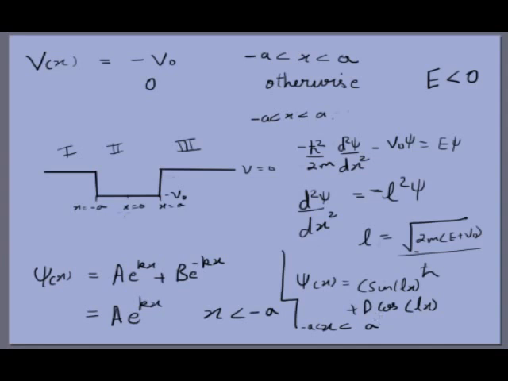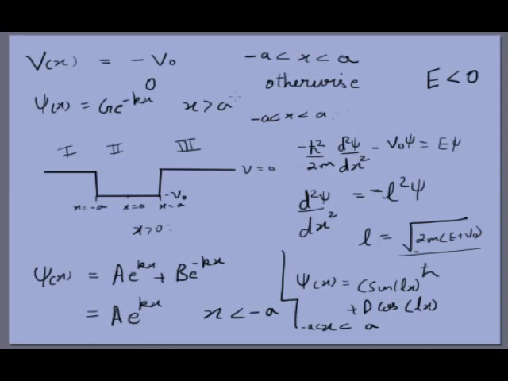And finally the third region, x greater than a, once again we'll have d2 psi by dx squared is equal to k squared psi. So we'll have a solution of the form F e to the power kx plus G e to the power minus kx, and in this case the first term would come out to be 0. So what would be left would be psi of x is equal to G e to the power minus kx for x greater than a.